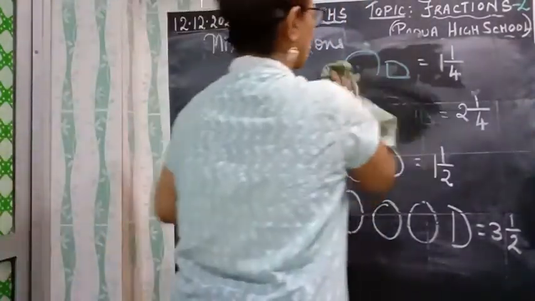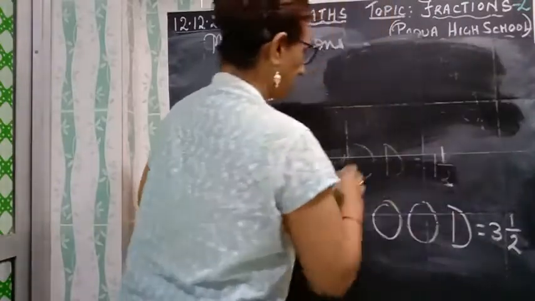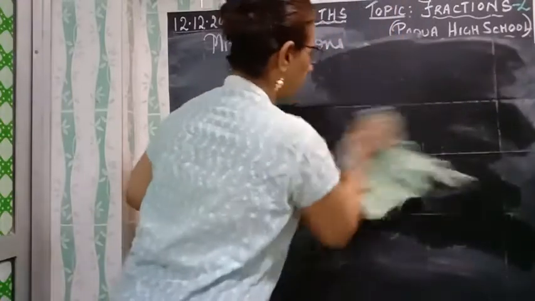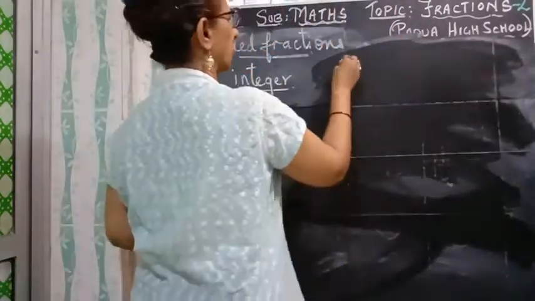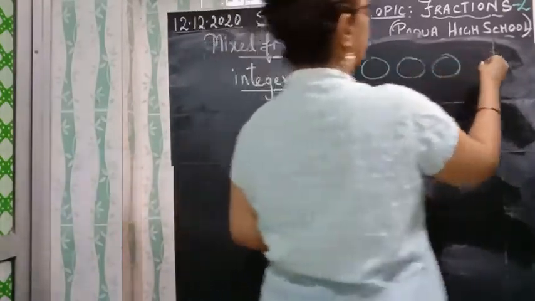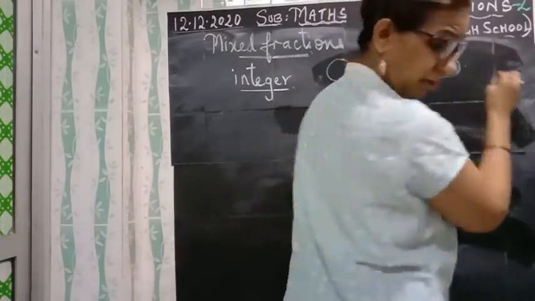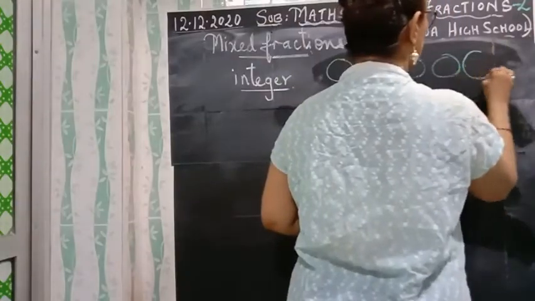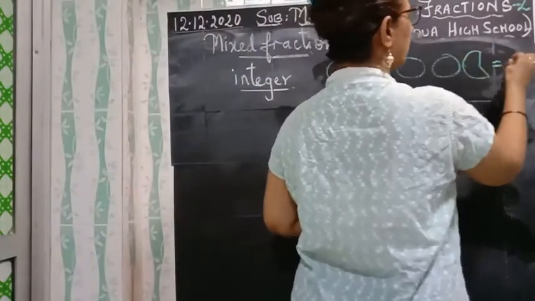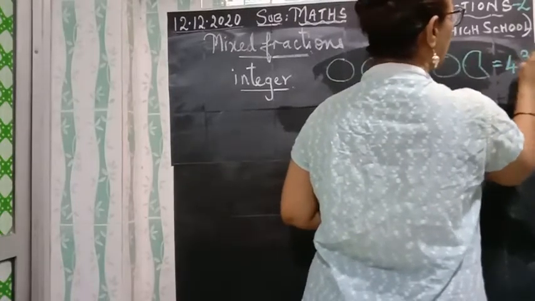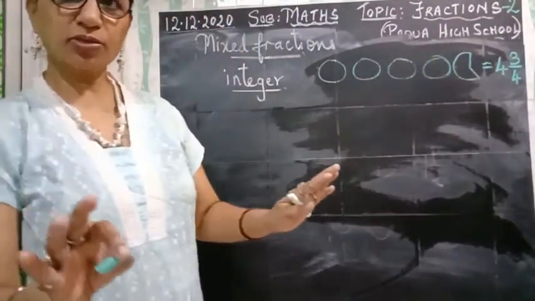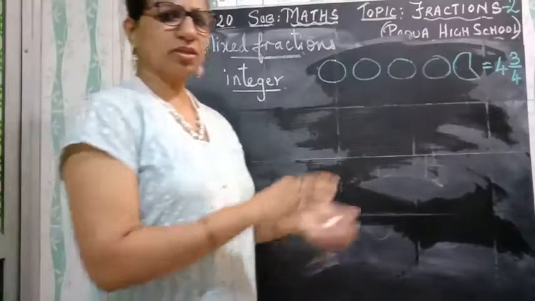3/4, as we have learned. Suppose I have here 4, and then a quarter. So 3/4. What will this be? This will be 4 and 3/4. Have you understood, children? This is how, children, we will do.